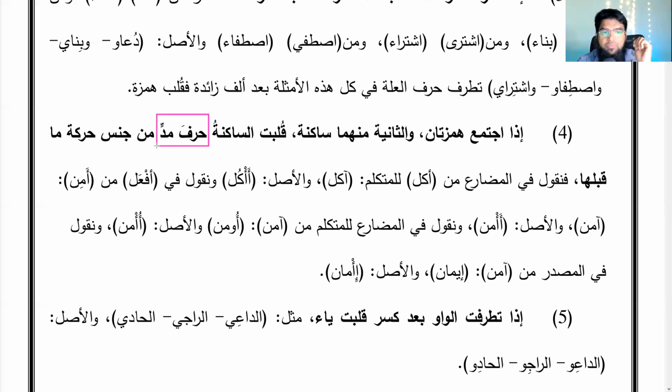Tajweed. But which one will you do? Which harf mad will you do? Min jinsi harakati ma qablaha. Jins means the same type as the haraka of the letter before. So if the previous letter has a fatha, you'll make it into an alif. If the previous letter is a kasra, you'll make it into a ya. If the previous letter is a dhamma, you'll make it into a waw.